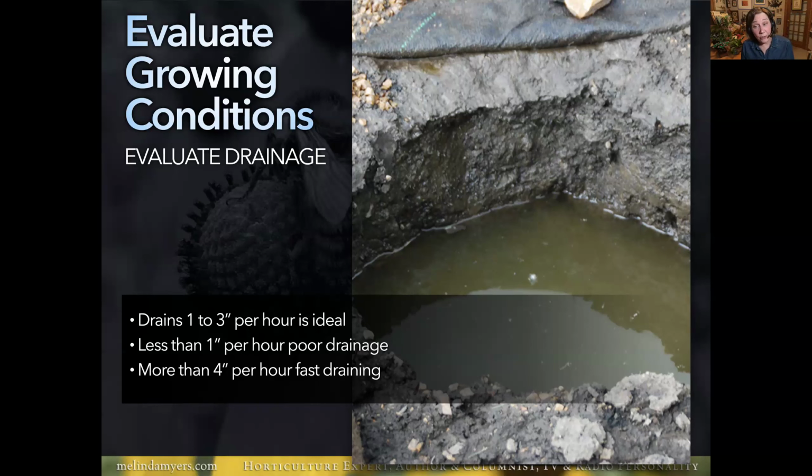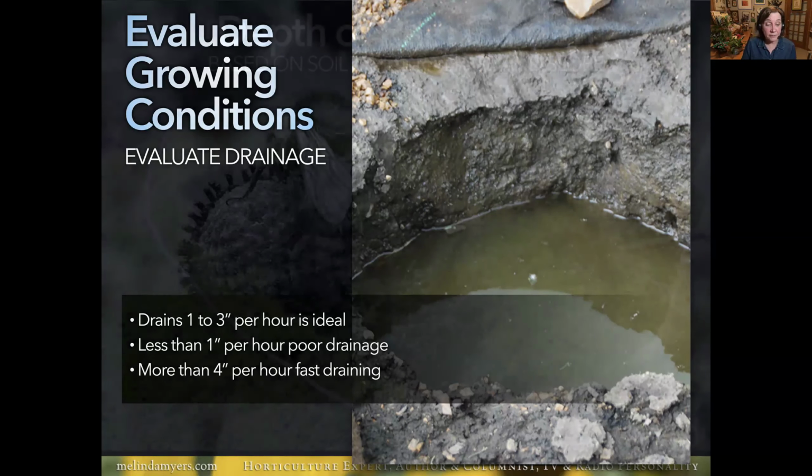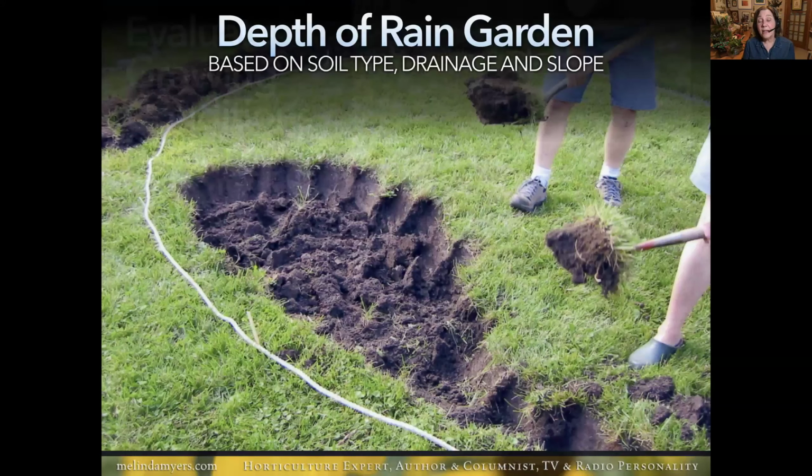You may need to amend a little more so it holds the moisture during dry periods because rain gardens are designed to capture rainwater. But once established, we don't want to water them during dry periods. Those plants develop deep roots. We select plants that tolerate temporary flooding and temporary dry periods. So again, the depth you dig your rain garden is based on your soil type.